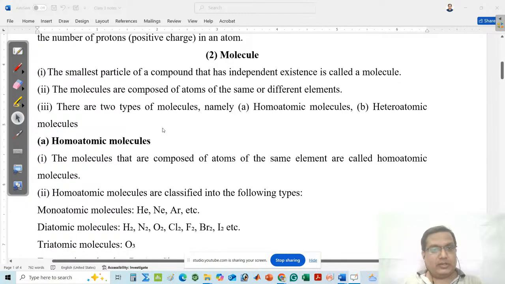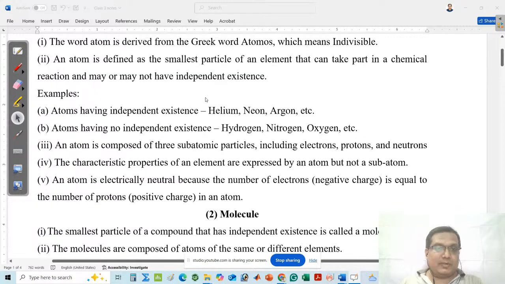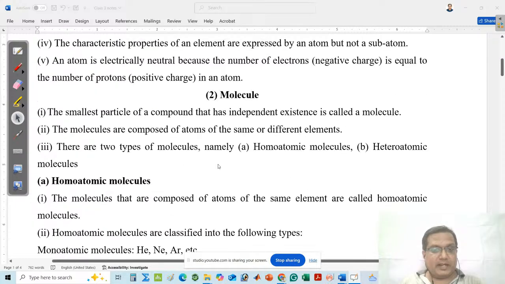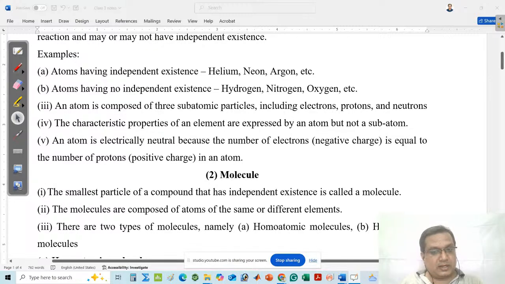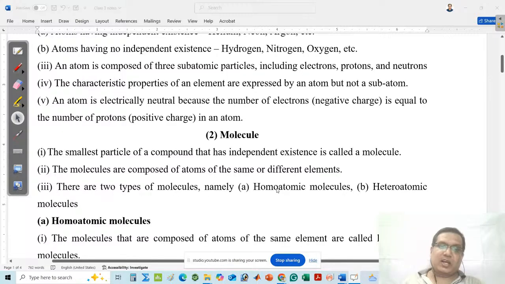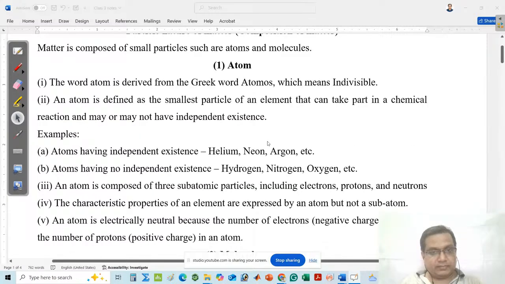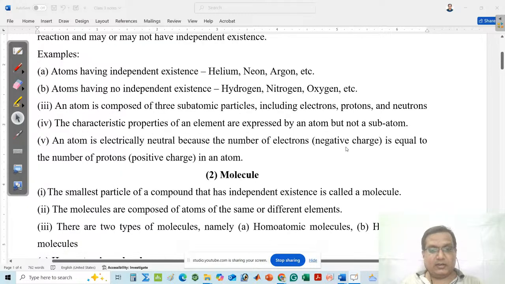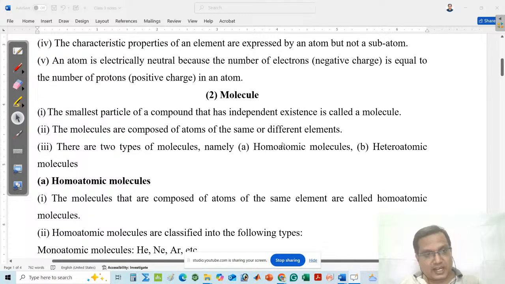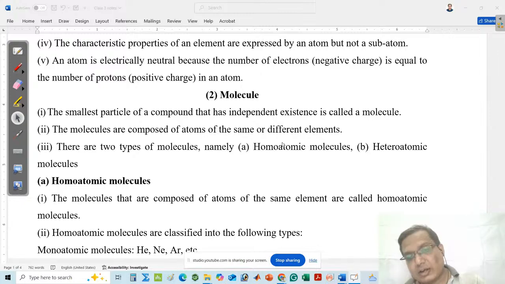Next, move to the molecules. A molecule is the smallest particle of a compound that has independent existence. Remember, an atom is the smallest particle of an element, but a molecule is the smallest particle of a compound. An atom does not have independent existence, but a molecule has independent existence. An atom can take part in a chemical reaction. A molecule does not take part in the chemical reaction directly. It is first converted into atoms, then the atoms will take part in the chemical reaction.